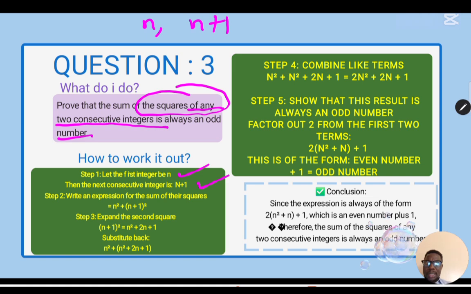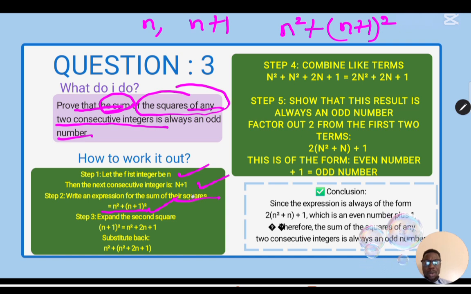Now, step 2: write an expression for the sum of the squares. Why do we have to write an expression? It says prove that the sum of the squares. So we square the integers: n squared, then the next integer, n plus 1, we square it too, and then we find the sum by adding them together. That is how we have this statement. I believe that step is clear to everybody.